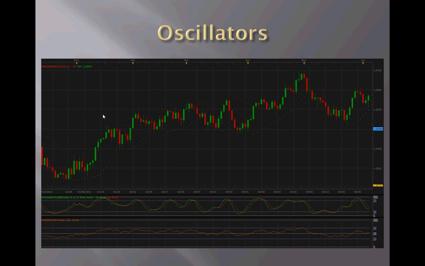The stochastic, parabolic SAR, and relative strength index are all oscillators. Each of these is designed to signal possible reversal, where the previous trend has run its course and price is ready to change directions. We've added all three oscillators to the pound-dollar daily chart. Notice when all three give the same signal. If you would have taken the trade in those instances, you would have made many pips.